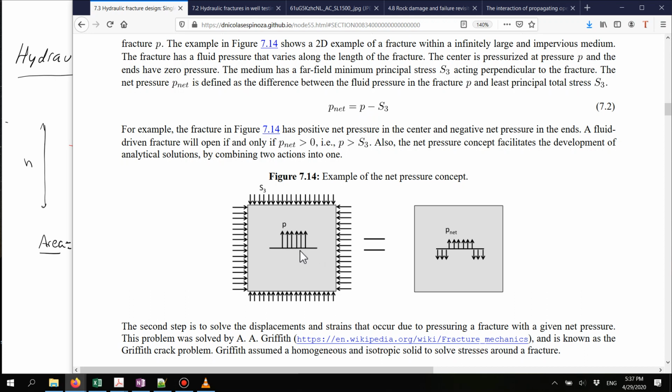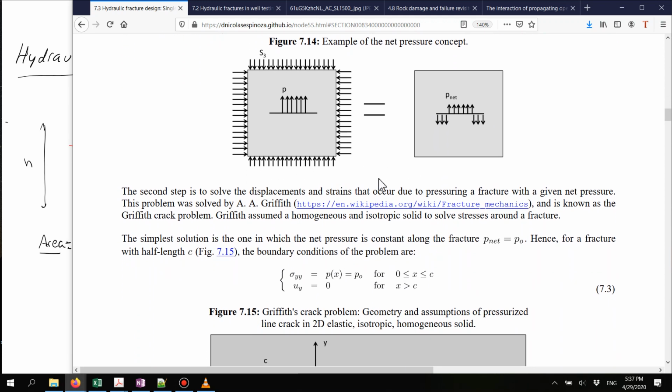For example, in this case, we see that the distribution of the fluid pressure is not constant throughout the entire fracture, but it's just positive in a section of the fracture. In those conditions, we would say that the net pressure in this section is positive, and is the difference between P and S3. And because I have no pressure in these sections of the fracture close to the tips, this will be a negative net pressure.